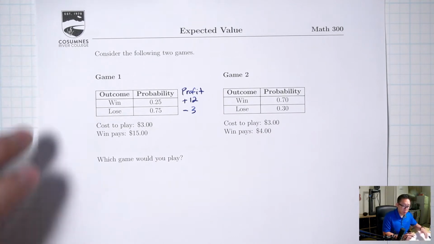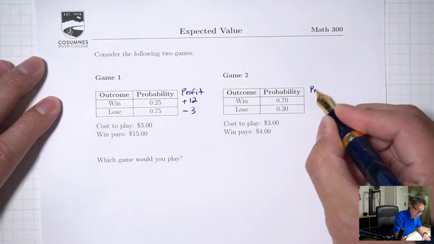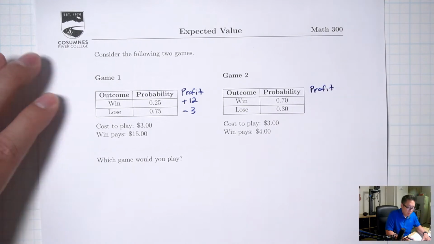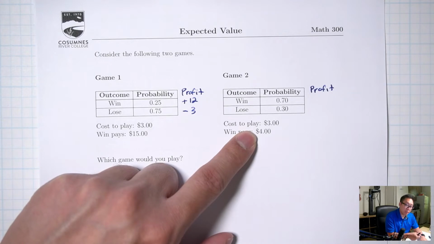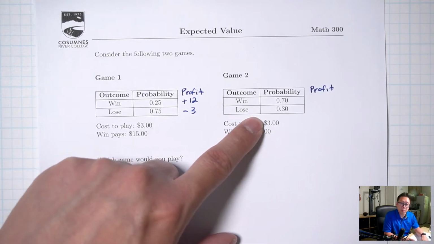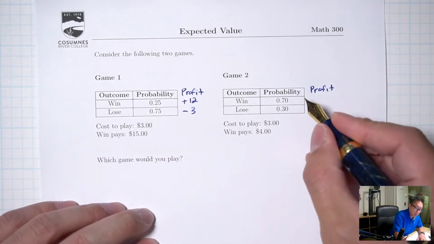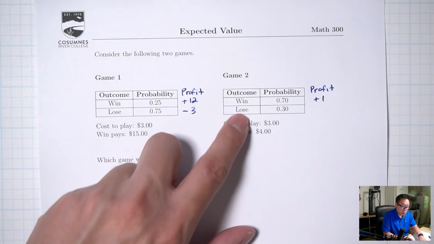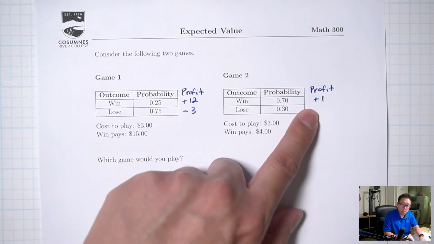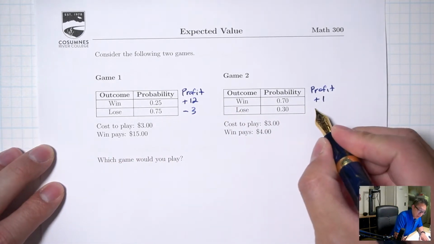And let's do the same thing for Game 2. Game 2, if you win $4, but you paid $3 to play already, so your actual profit is 4 minus what you paid, so 4 minus 3, which is plus 1. If you lose the $3 that you paid, so if you lose, you're down 3, negative 3.